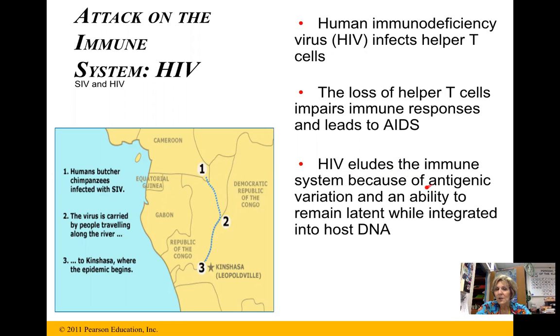HIV eludes the immune system because, as we'll see in a minute, it is an RNA virus. And so it is constantly mutating, and there is a lot of antigenic variation. It's very, very difficult for our immune system to latch onto it because it's always changing its stripes. And it can also be a provirus. It can lay dormant in the DNA of the host cell for a really long time.